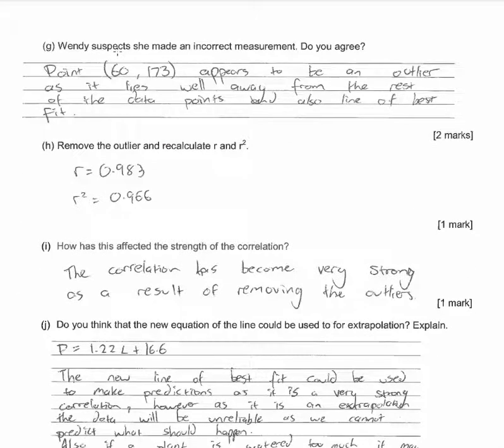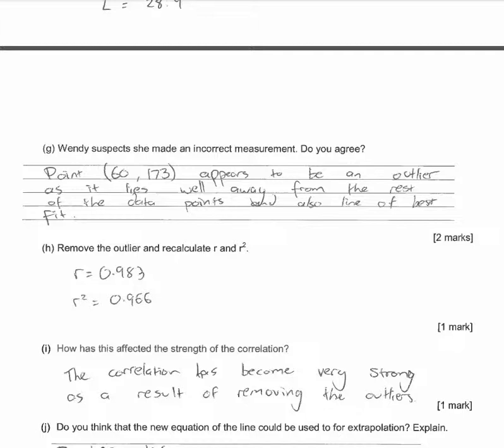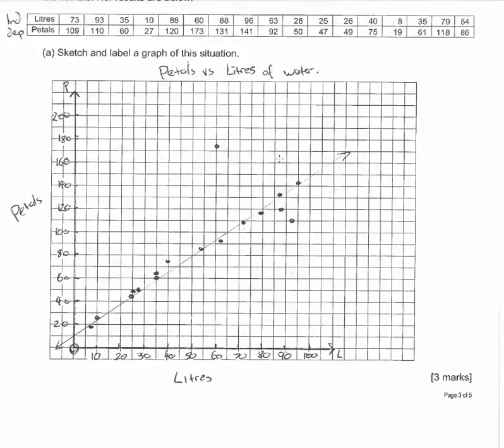Next part is we suspect there's an incorrect measurement in the data. So you want to find that data point. Basically we're just looking for any outliers here. Now the outlier we can see here is this point up here, which is well away from the data. We can see it's not even close to all the other data points. Looking for outliers is kind of done visually on a scatter plot. So we can call that one there an outlier, which is this data point of 60 and 173. So that's that data point there.